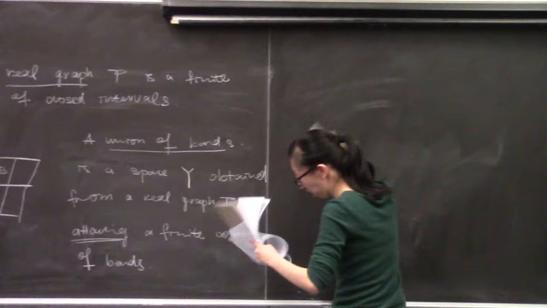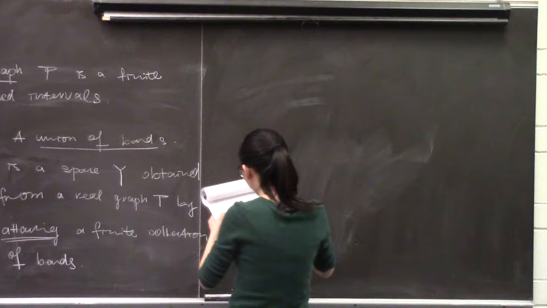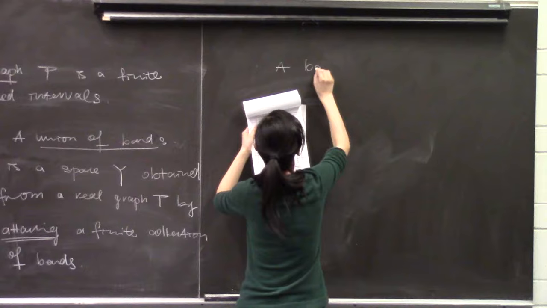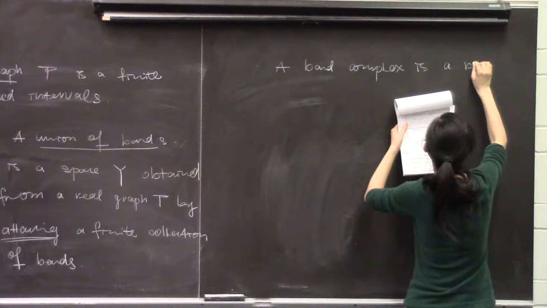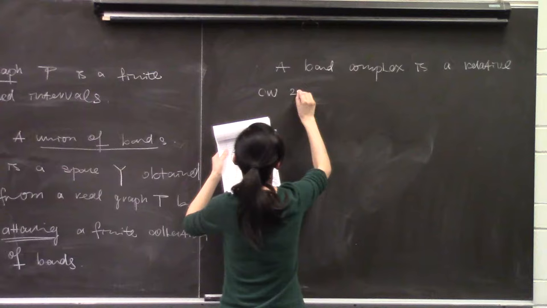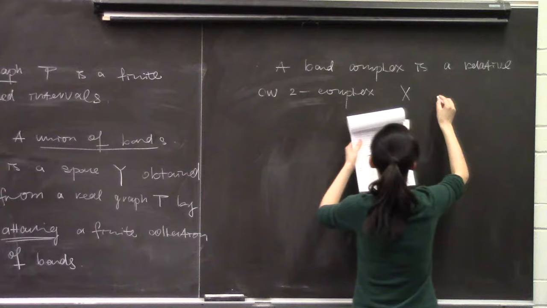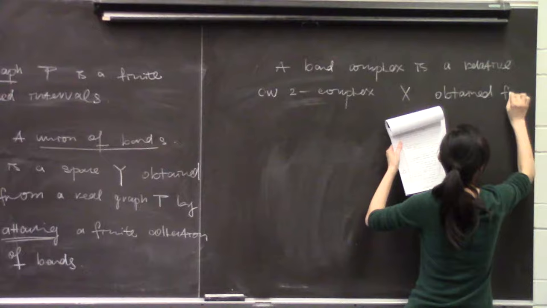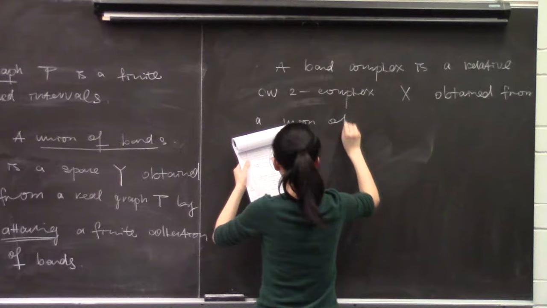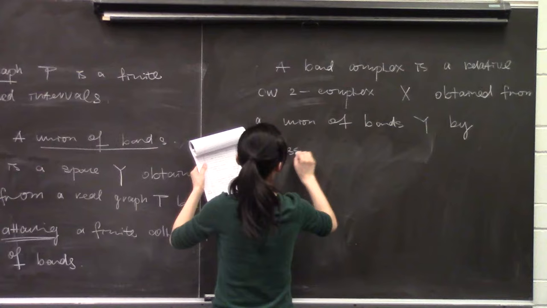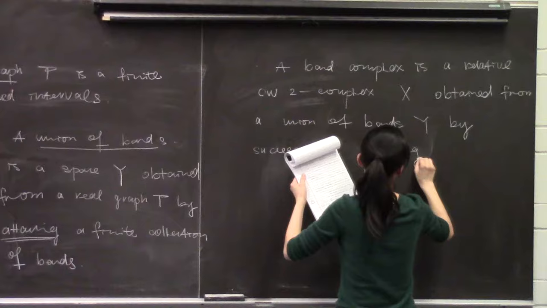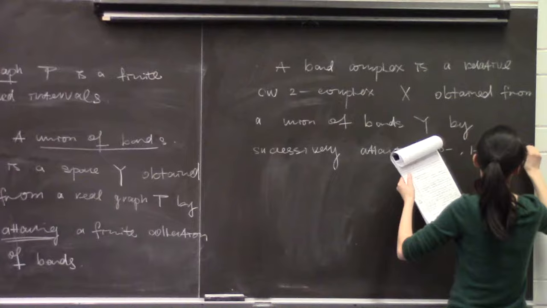Now, a band complex is a relative CW complex X obtained from a union of bands Y by successively attaching 0, 1, and 2 cells in the following way.